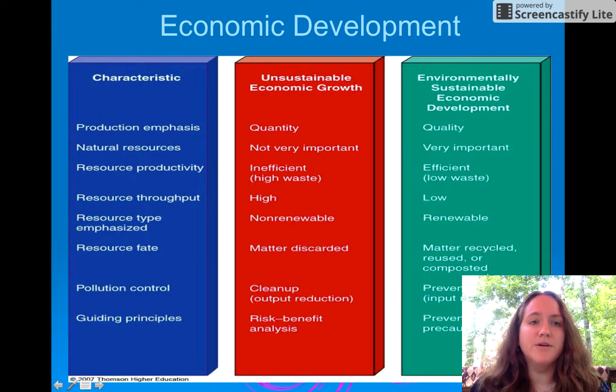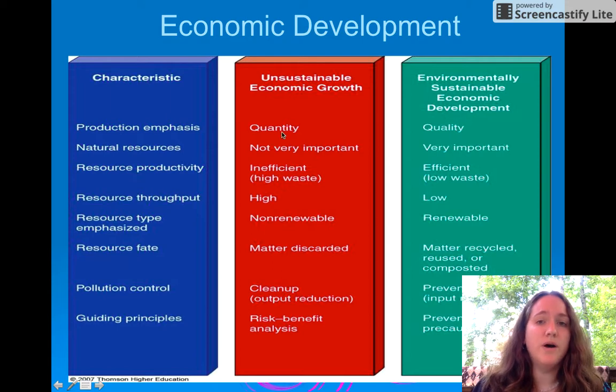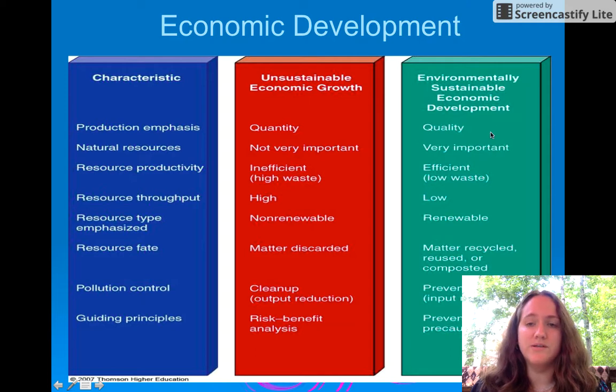Looking at economic development, here are some examples of unsustainable versus sustainable development. With unsustainable development, we're focused more on quantity rather than quality of the products. We don't consider natural resources to be very important, whereas they are important in sustainable development. In terms of resource fate, with unsustainable development matter is simply discarded, whereas with sustainable development it's recycled or reused if possible.